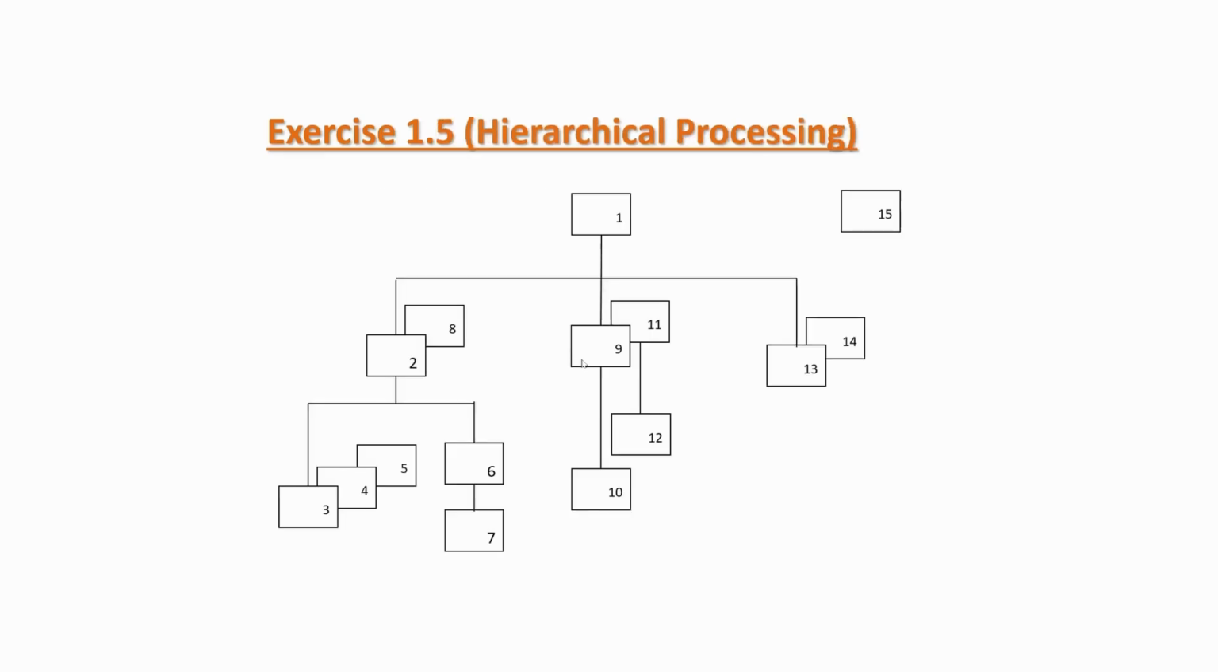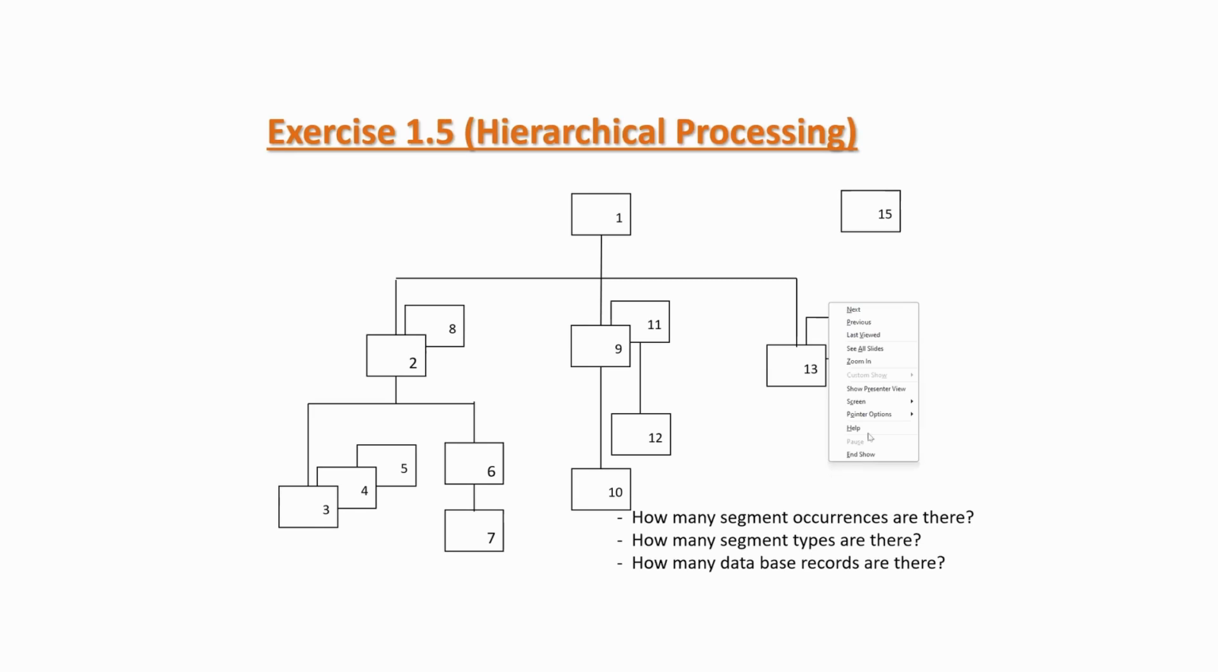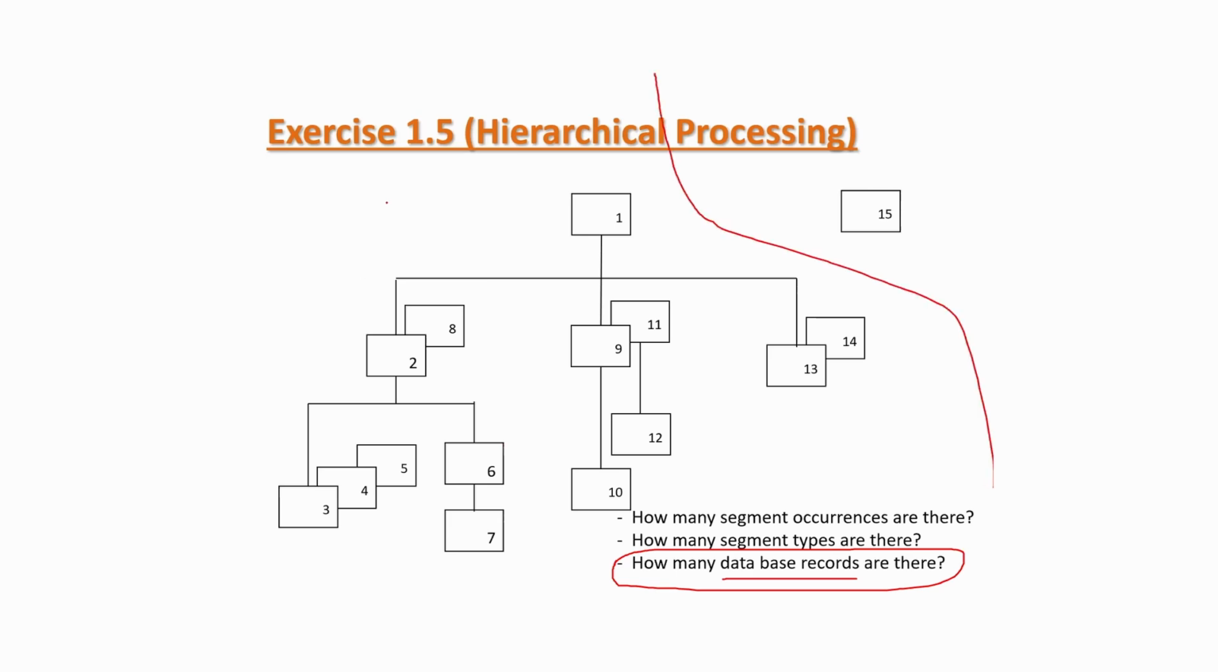Okay, now you can probably guess this. How many database records are there in this diagram? It's an easy question. What is a DB record? One root and all its children. I think one in the diagram. So this is one record, one root and all its children. How many children? 14 children or 13 children.